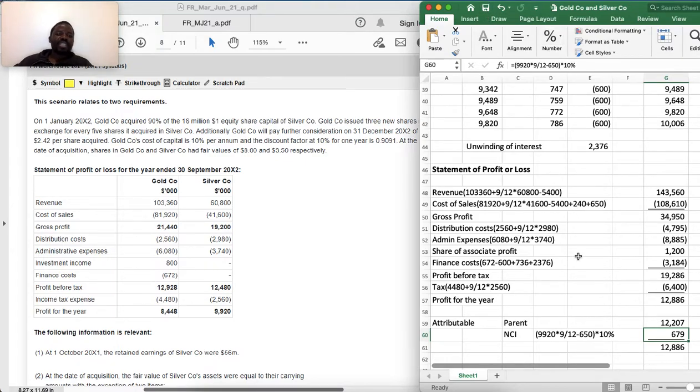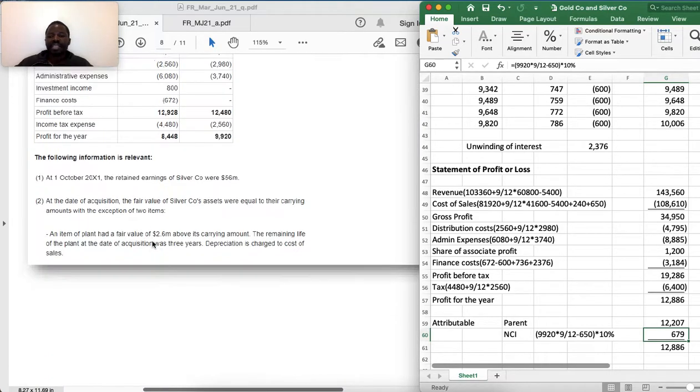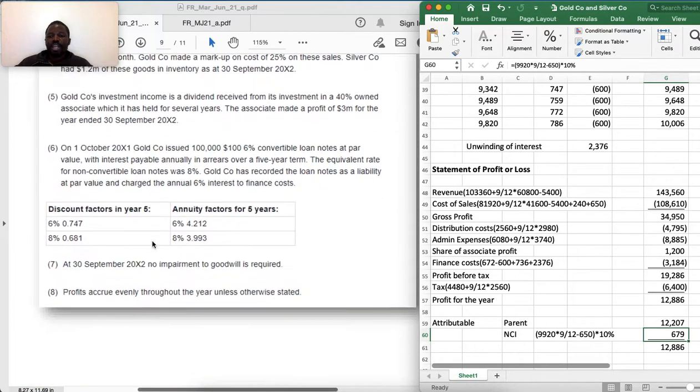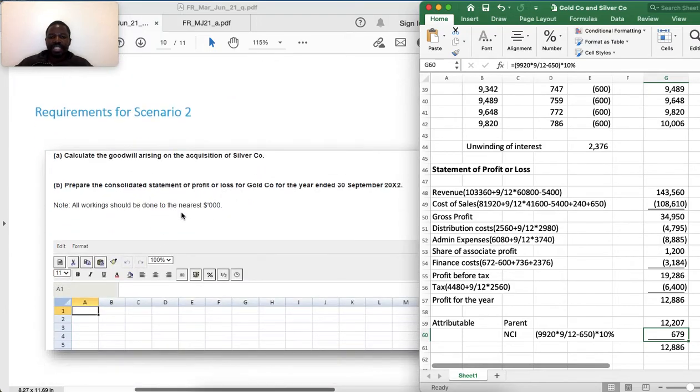This was what was required in question B here for 14 marks. 6 marks goodwill, 14 marks the consolidated statement of profit or loss. Please play this video time and again and practice.